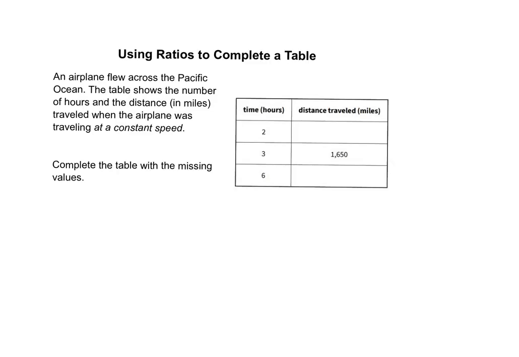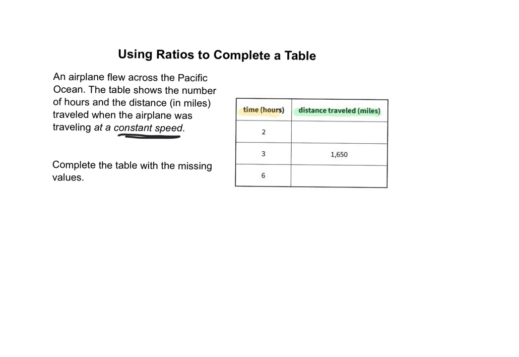In our first example, we see an airplane flying over the Pacific Ocean, and the table shows the number of hours and the distance in miles traveled. While the airplane, and keyword here, was flying at a constant rate. Constant rate is just going to tell us that we have unit rates going on here. There's no changing speed mid-flight. We're asking to complete the table with the missing values.